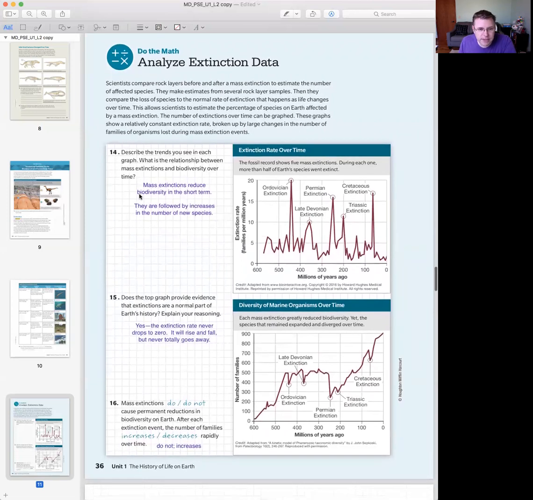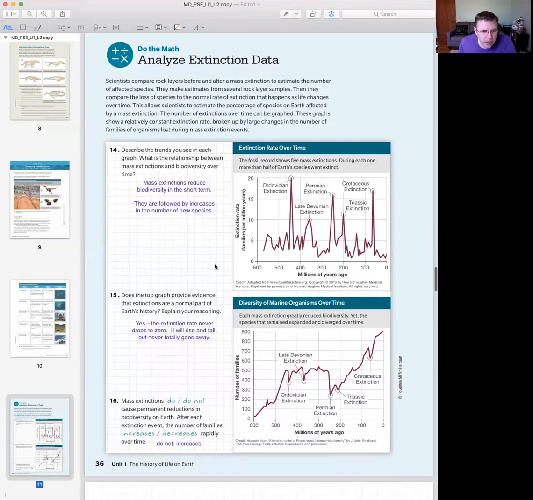Okay, so mass extinctions, if we look at the answer that I have typed in up here, mass extinctions will reduce biodiversity in the short term. So lots of things die off, but they're followed by an increase in biodiversity, an increase in new species because they're able to fill into those habitats that have been cleared off.